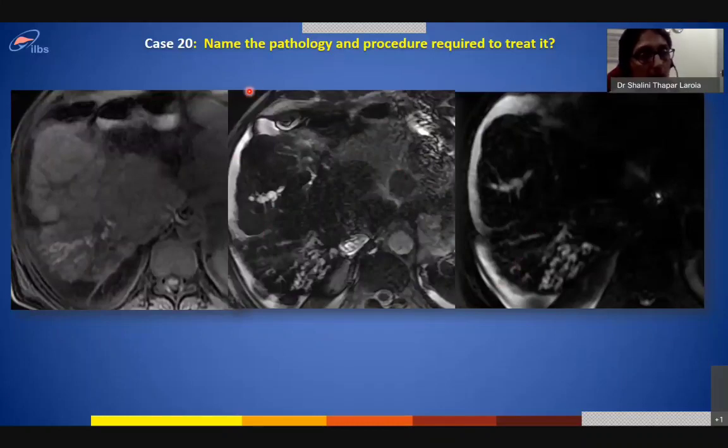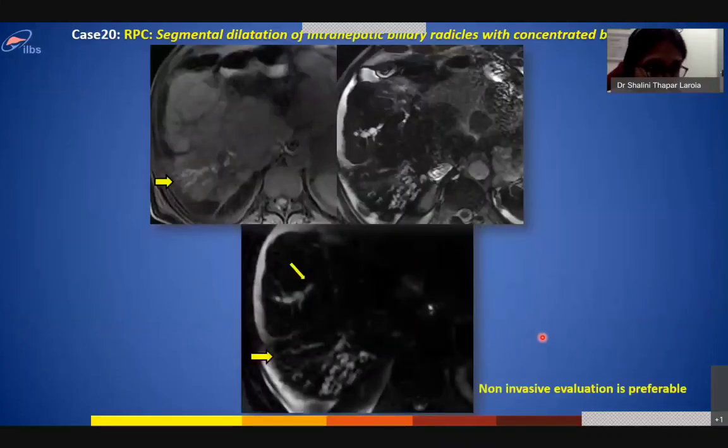Coming to the next case, this is again MR sequence. These are three separate MR sequences: T1, T2, and a fat saturated T2 sequence. And what are we seeing here? Please have a good look and move on to the solution. What is the procedure required to treat it is also what we need to know.